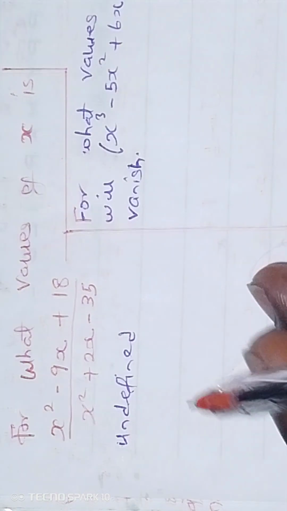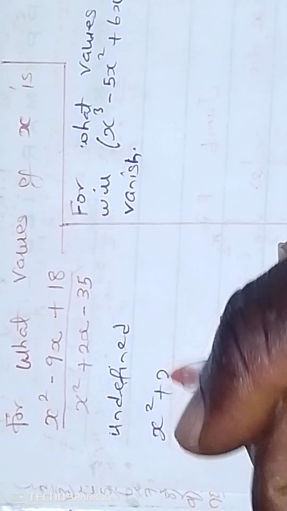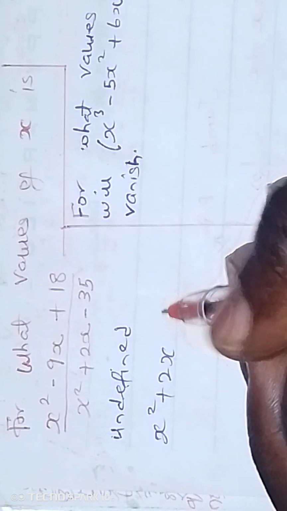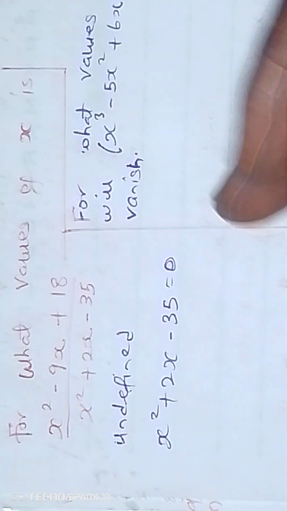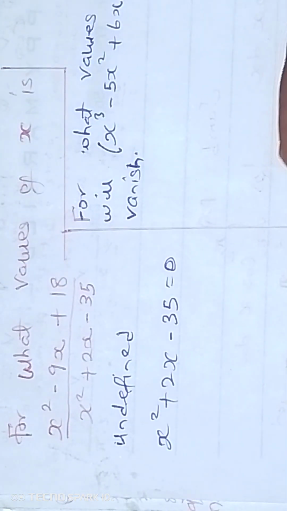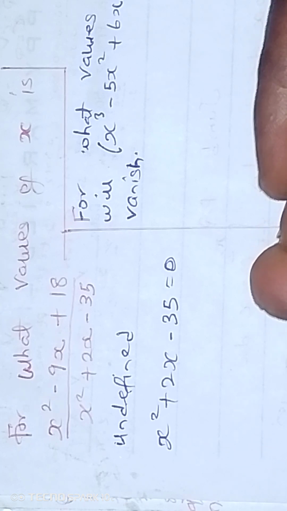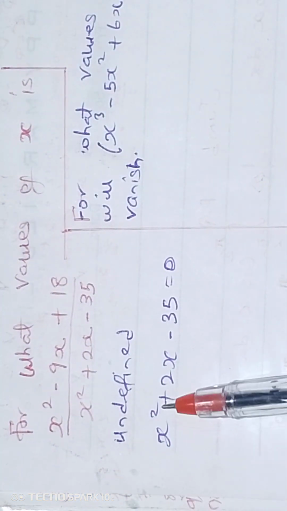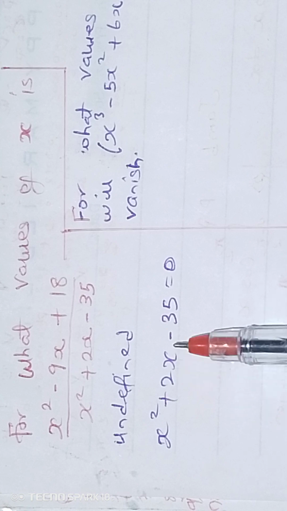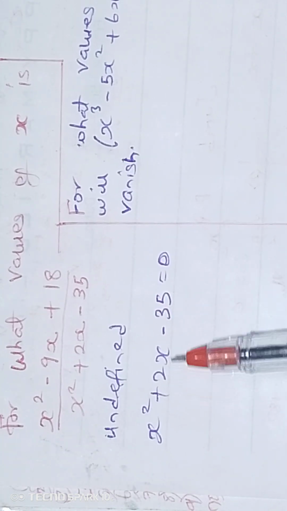So we say that x squared plus 2x minus 35 equals 0. You realize that this is a quadratic equation. On setting the denominator equal to 0, we are getting a quadratic equation. So how do we solve for the values of x? Since the highest power of x here is 2, that means x should have two values. They can be different values, they may be the same values, but it should have two values.